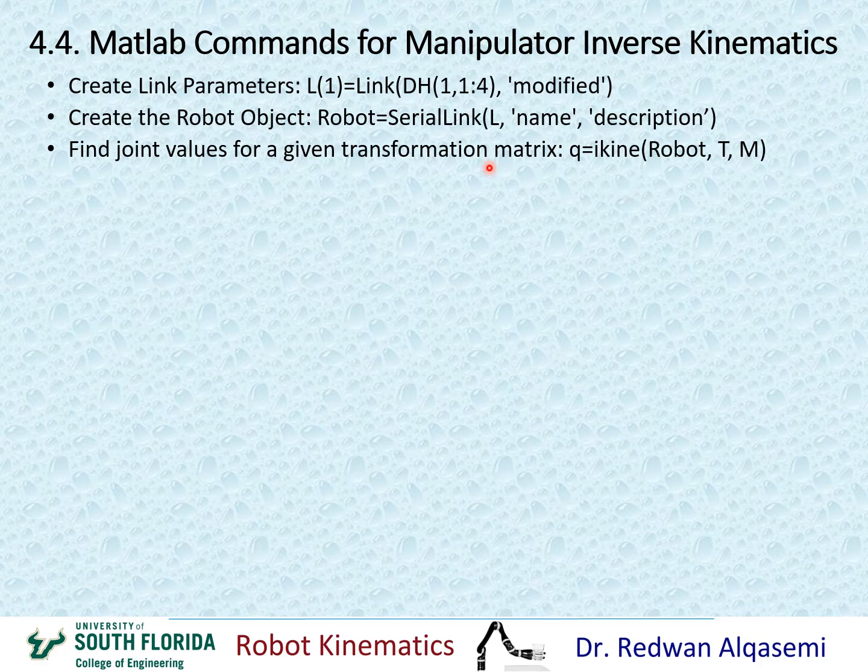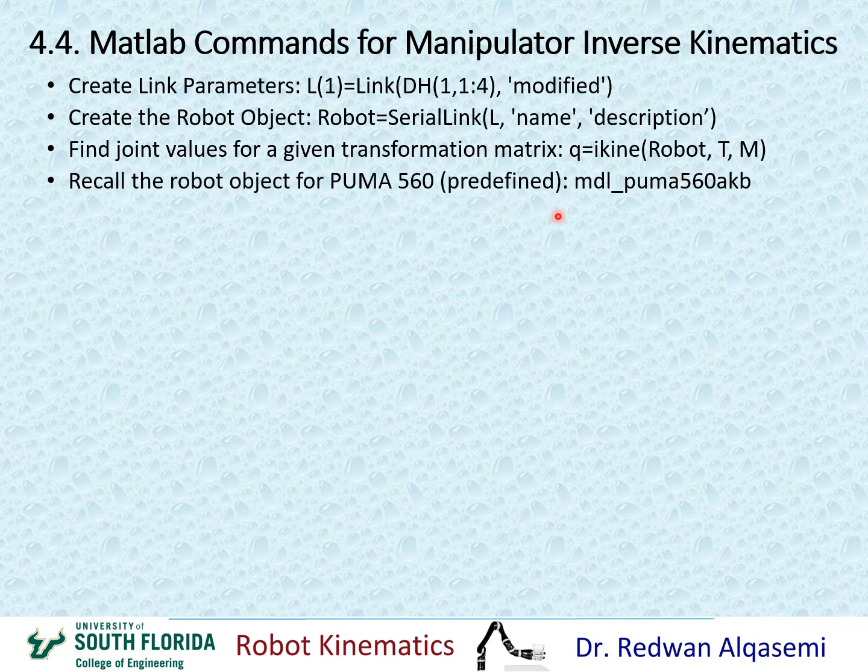Here I can name the output Q because it's going to give me the joint angles corresponding to the transformation matrix. So whenever we run the ikine command, it gives me the joint angles that are needed so that my end effector will go to the pose that's defined by the transformation matrix.